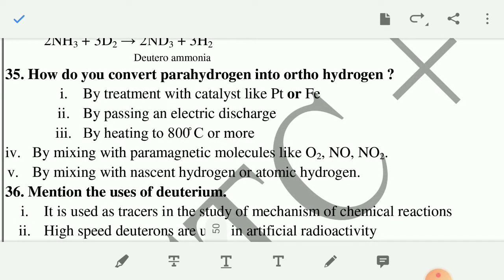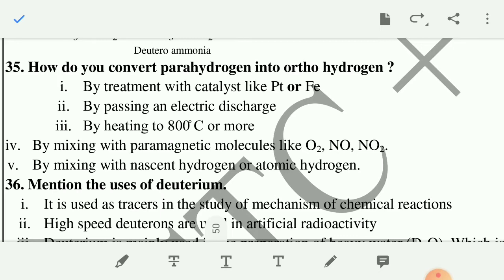The next question, how do you convert para hydrogen into ortho hydrogen? We already discussed that spins or rotation on the same side is called ortho, and spins or rotation on different sides is called para hydrogen. First point, treatment with a catalyst like platinum or iron. Second point, by passing electrical discharge and heating to 800 degrees Celsius or more. By mixing with a paramagnetic molecule like O2, NO and NO2. Then by mixing with nascent hydrogen or atomic hydrogen. This way para hydrogen is converted into ortho hydrogen.